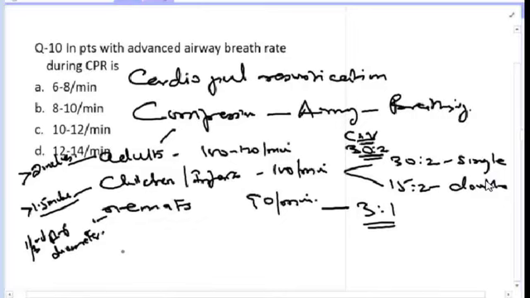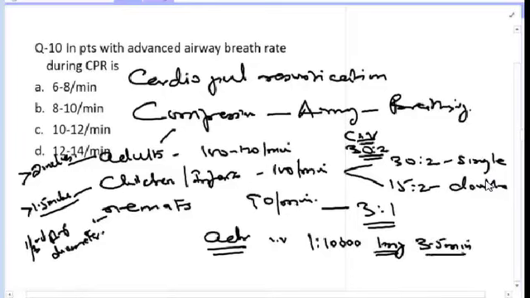Now, the drug of choice for CPR is adrenaline IV 1:10,000, 1 milligram every 3 to 5 minutes.